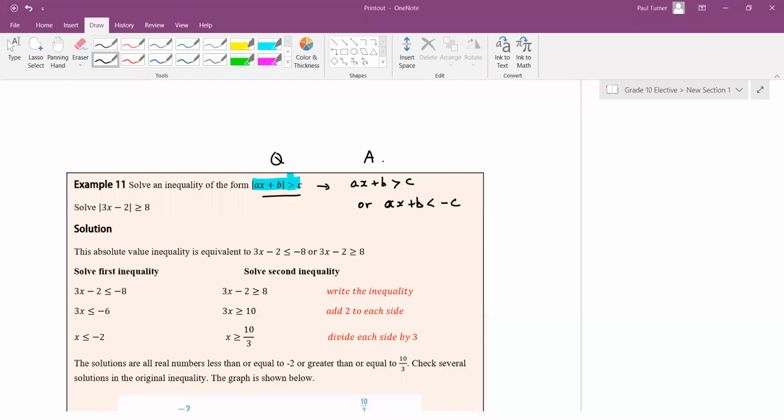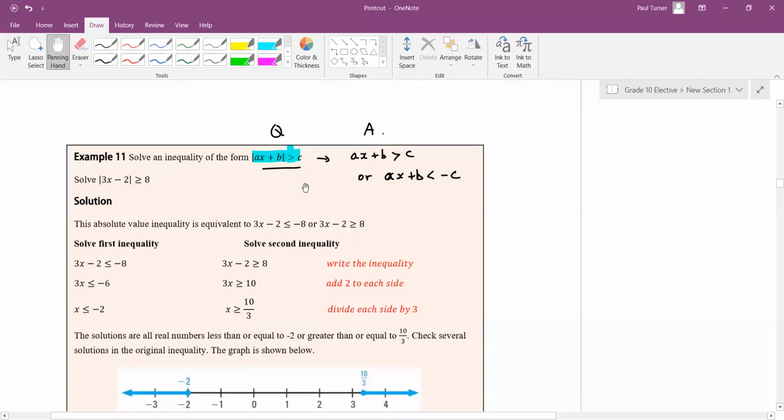The examples, and the questions that we do later, will be important. So we'll pick up the main stuff anyway. Okay, so this is a greater than form. So your answer will look like this. We just split it into two parts.